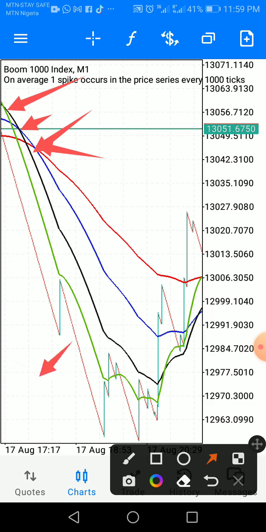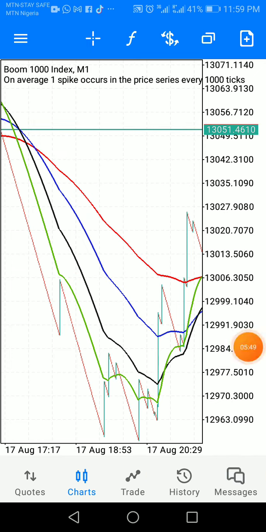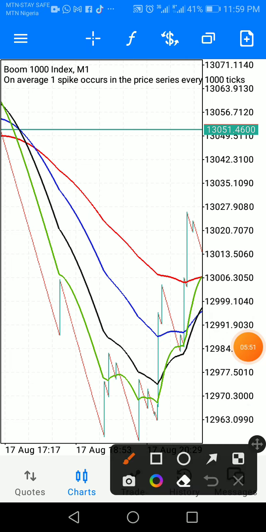You understand? You wait to see a spike. You need to see one spike like this first. Then once you see a spike, you enter the market, enter for sell. You understand? So that means you're entering for sell at this point where the spike occurred. So where the spike stopped, rather.